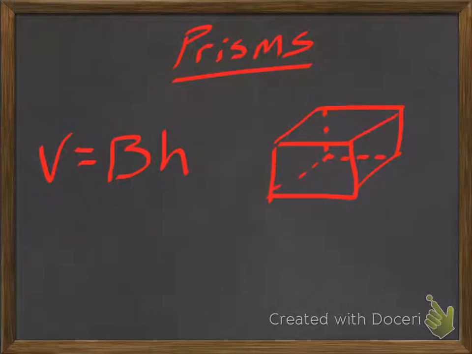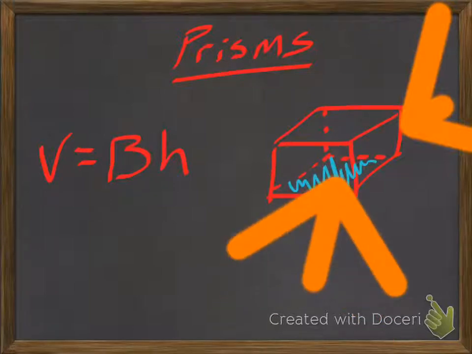Now prisms, here's a general formula for prisms: BH, area of the base times the height. So on a rectangular prism, we're going to find the area of this and then times the height. This is the height. This is the area.